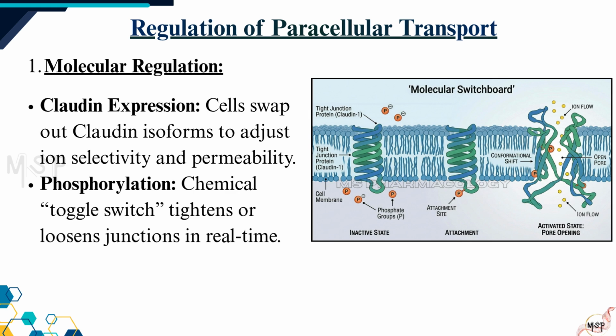The paracellular barrier isn't a static wall. It's a living, breathing system that responds to molecular signals in real time. This is achieved through two primary methods. 1. Claudin expression. The cell can literally swap out the bricks in its wall. By changing which claudin isoforms are expressed, the tissue can become more or less permeable to specific ions. 2. Phosphorylation. Think of this as a chemical toggle switch. When certain enzymes add a phosphate group to tight junction proteins, they can trigger the proteins to tighten or relax their grip, instantly altering the barrier's strength.